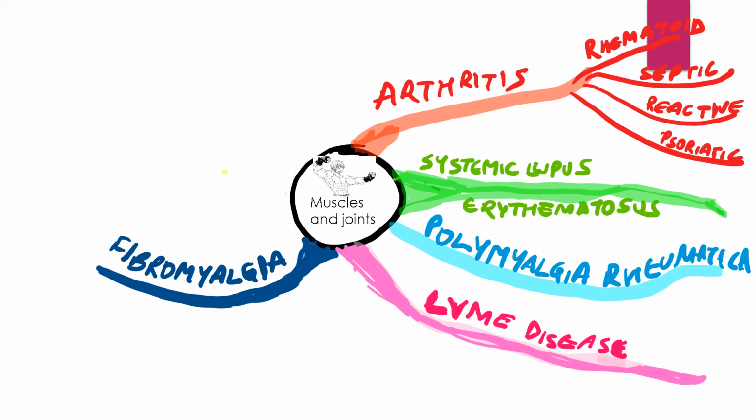So in short, whatever I have discussed till now is muscle and joint pain. Firstly we saw arthritis. Arthritis could be classified into rheumatoid, septic, reactive, and psoriatic. Then systemic lupus erythematosus, the butterfly skin rash. Then polymyalgia rheumatica, multiple areas of muscle pain. Then fibromyalgia, deep aching pain. Then in Lyme's disease, due to tick-borne, muscle pain or joint pain is there.